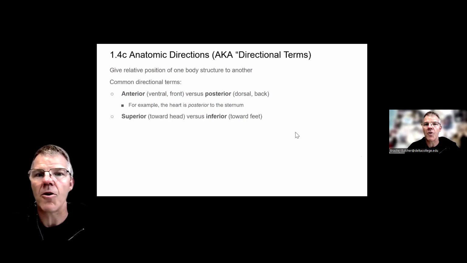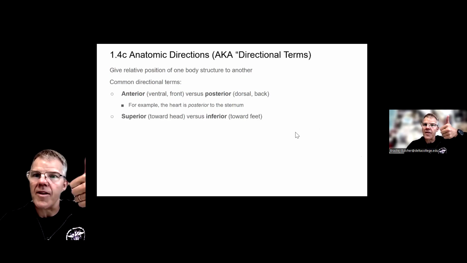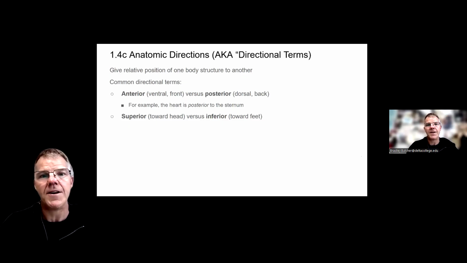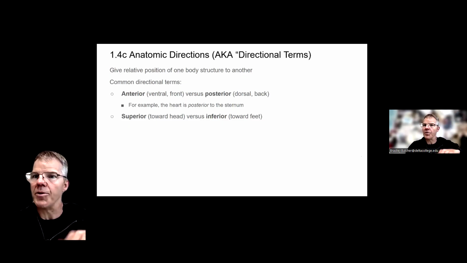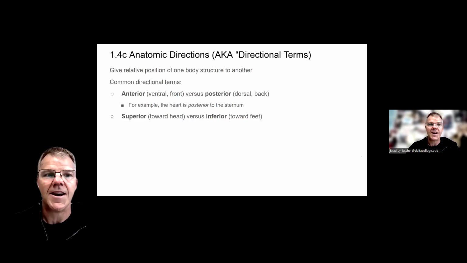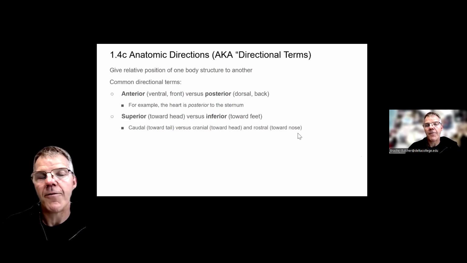The next set of terms are superior, towards the head or up or above, versus inferior, which is below or towards the feet. In animals that walk around on four legs, sometimes we talk about caudal, which is towards the tail, and cranial, which is towards the head, and rostral, which is towards the nose. So if you're looking to become a veterinarian, you might use those terms a little more than superior or inferior.